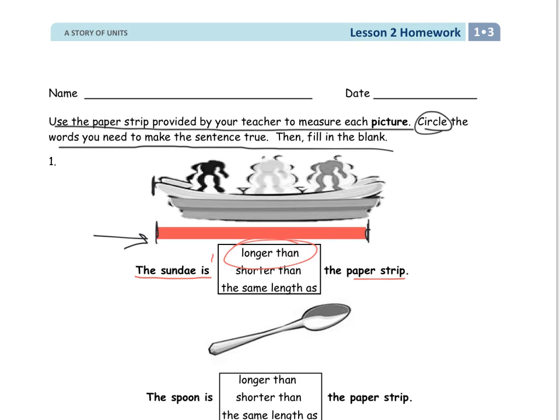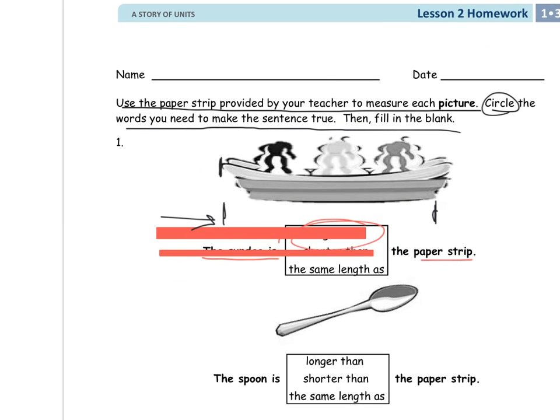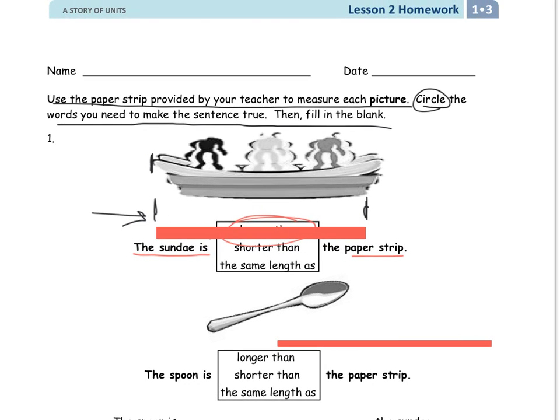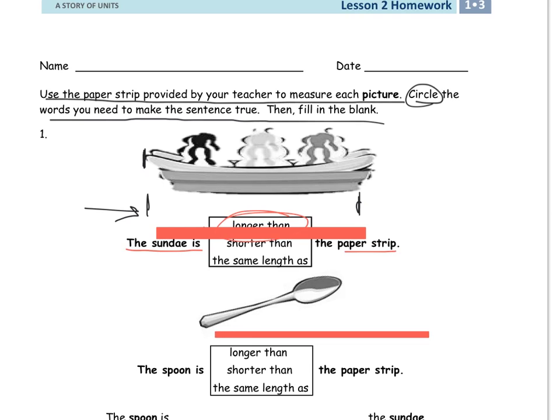So now, for this next part, I'm going to create another one that I can bring down with me that's roughly the same. And I'm going to bring it to right here because I'm looking at the endpoint of the spoon. So now the spoon is what to the paper strip?